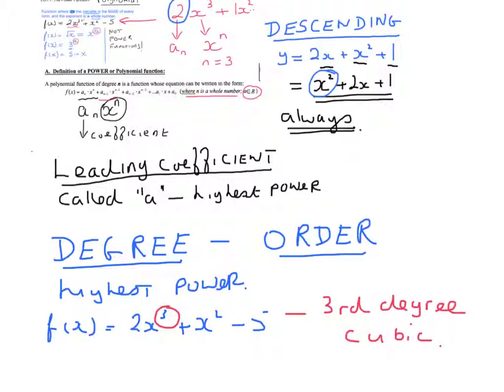If the highest power of x is 2, it is second degree or second order. Can you remember the word for that? Quadratic. And what about first order? Well, that would be a linear function. We don't have fancy words for too many more. A fourth order is quartic, a fifth order is quintic, but we don't use those very often.